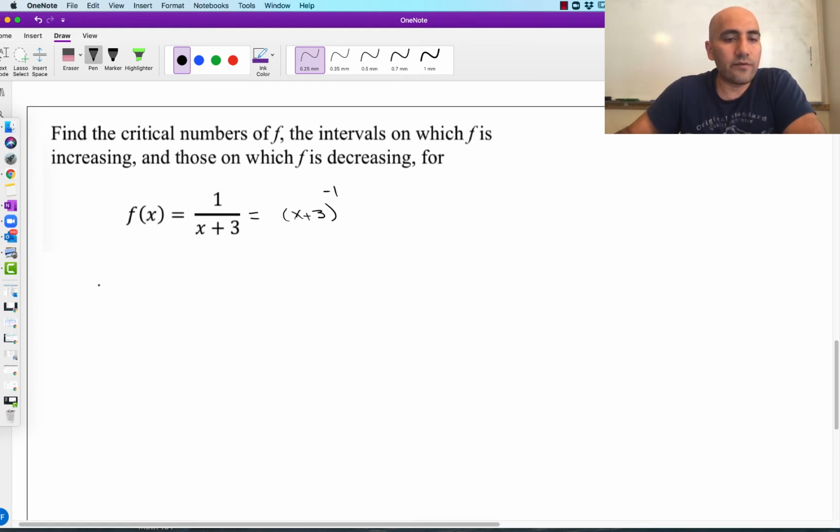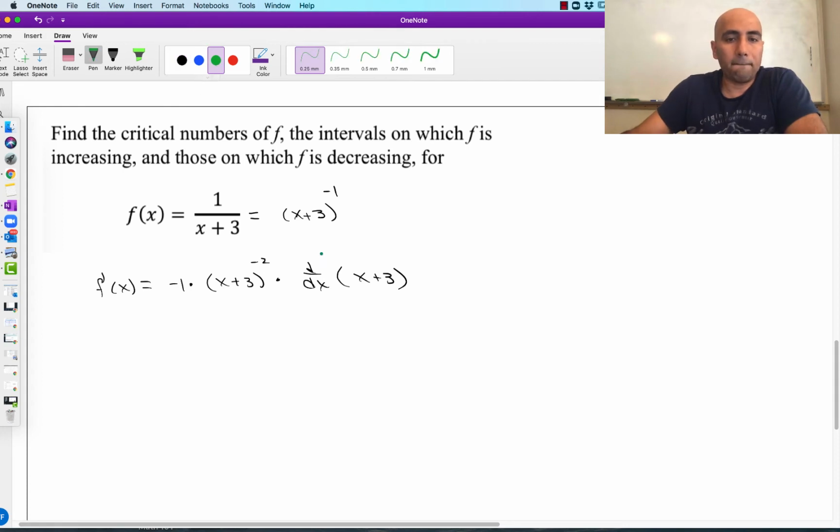And now I want to find the derivative. So f prime of x is going to be equal to negative 1 times x plus 3 to the power of negative 2 times the derivative of the inside part, d/dx of x plus 3, using our chain rule, which is just going to be equal to 1. So this is an easy derivative. f prime of x is equal to negative 1 over x plus 3 squared in the denominator. So we found our derivative.